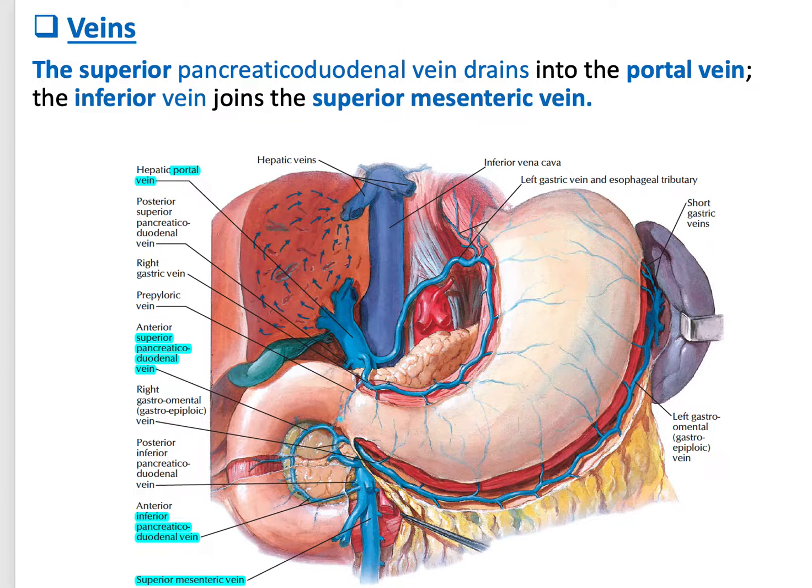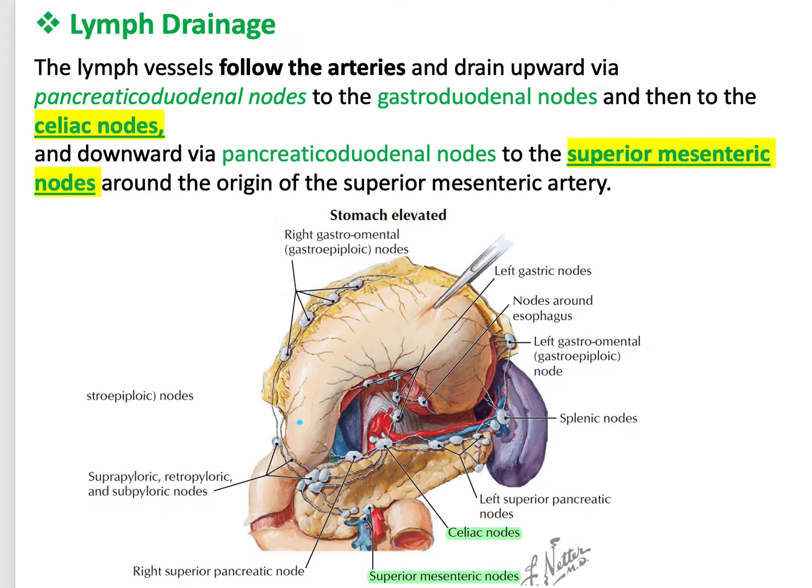Veins follow the same pattern. We have the superior pancreaticoduodenal vein and the inferior pancreaticoduodenal vein. The inferior pancreaticoduodenal usually drains into the superior mesenteric vein, similar to the artery, but the superior one drains into the portal vein. Look at it here also from the back, portal vein. There are a lot of variations in this drainage, so you can read different things from different authorities.